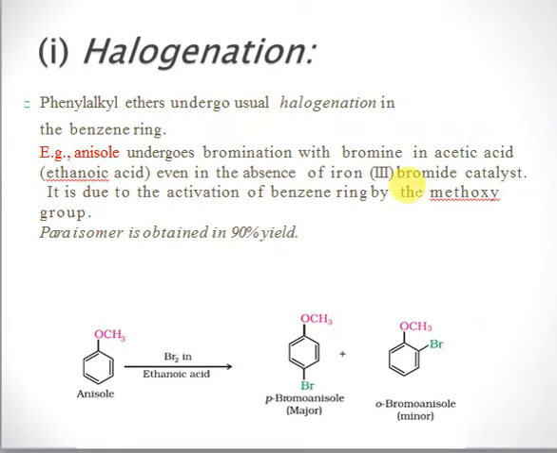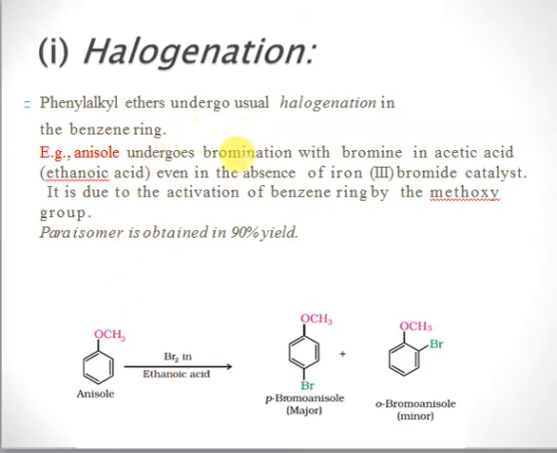So we'll consider some substitution reactions. Firstly, halogenation. If we have phenyl alkyl ethers, they undergo halogenation on the benzene ring. Again, the product will be ortho and para substituted. We don't get any meta product. Suppose we are using anisole, which is methoxybenzene. The conditions are that we use the halogen, suppose bromine, and we make use of acetic acid. Acetic acid acts as a catalyst as well as solvent, so it has a dual function. Ethanoic acid also means acetic acid.